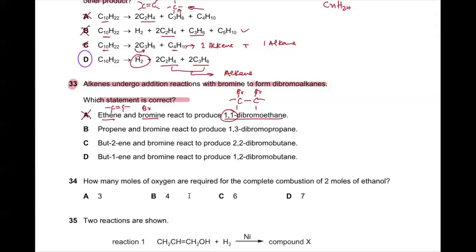So, A goes wrong. Propene and bromine react to produce 1,3 dibromopropane. Again, it is going to be wrong because the double bond is like this. When the double bond is broken, you are going to get the bromine on the two adjacent carbons. So instead of 1,3, you are going to get 1,2 dibromopropane. So B goes wrong. Butene and bromine react to produce... So now you understand that both the bromines are not going to be placed on the same carbon. So C goes wrong. It means we are left with option D. So option D is the correct answer. 1,2 dibromobutane is formed when but-1-ene reacts.